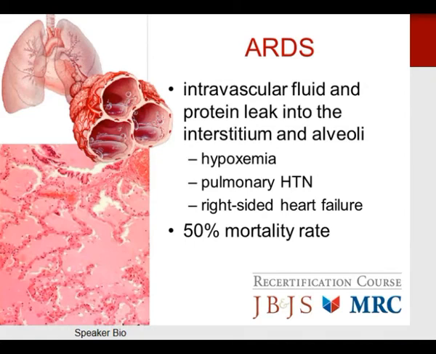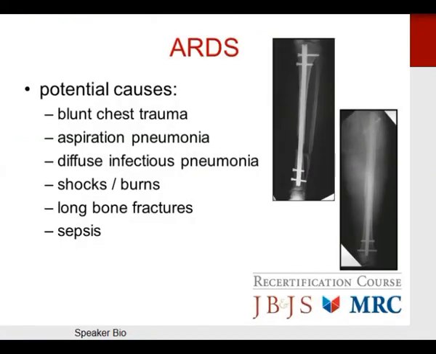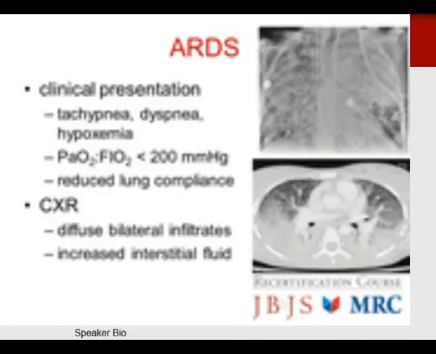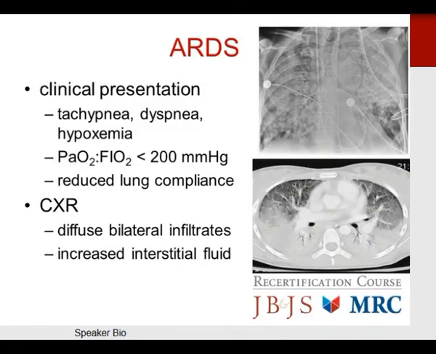With ARDS, you have intravascular fluid and protein leaking into the interstitium and alveoli. It manifests as hypoxemia, pulmonary hypertension, and right-sided heart failure. ARDS is very dangerous, with a 50% mortality rate, so this should be recognized early if it's developing. Potential causes include blunt trauma, aspiration pneumonia, diffuse infectious pneumonia, shock and burns, long bone fractures, and sepsis. The clinical presentation will be tachypnea, dyspnea, and hypoxemia.